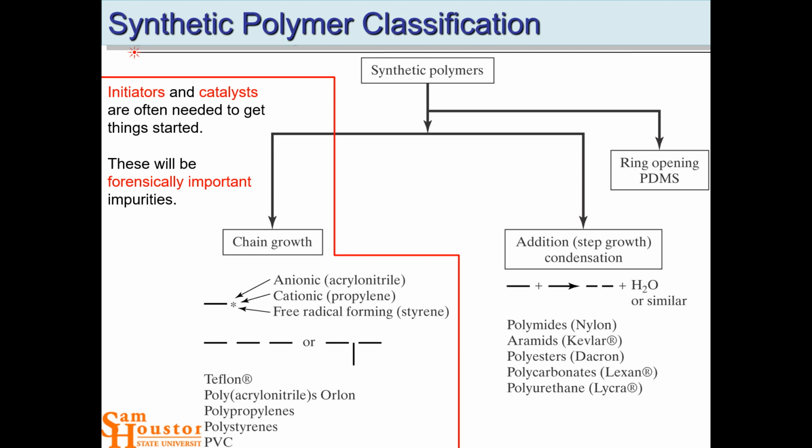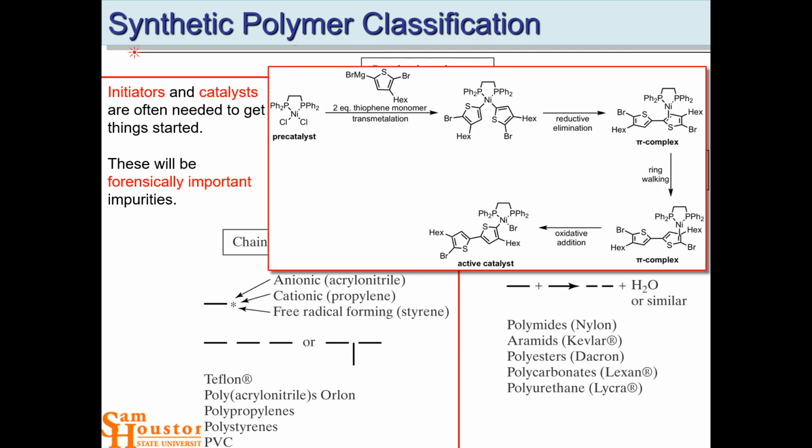Okay. Another way to initiate that is with something that creates an anion or a cation, a nucleophile that attacks an atom and transfers that negative charge onto that molecule, and then that negative charge can propagate through. Same thing with a cation. It can propagate the cation charge. Now, once you've initiated it, sometimes it's helpful to use a catalyst to keep the polymerization going. And so these catalysts and initiators are forensically important sometimes. So this is an example of a thiophene.